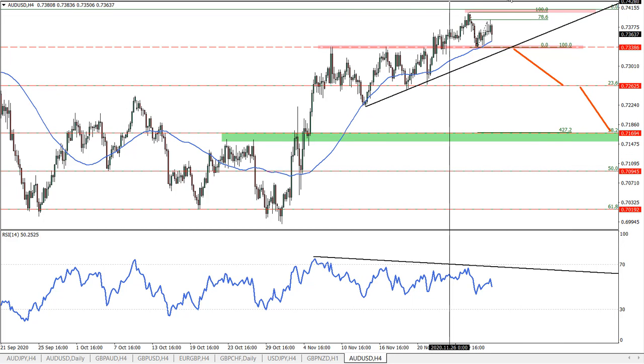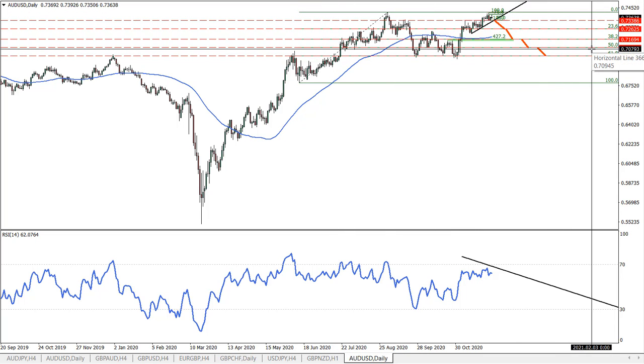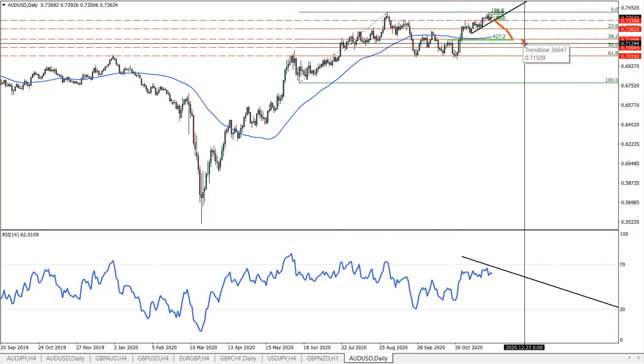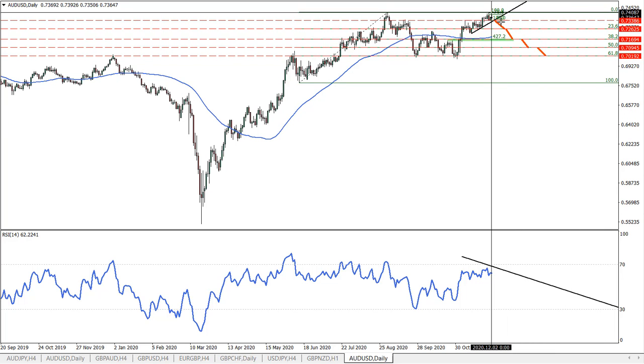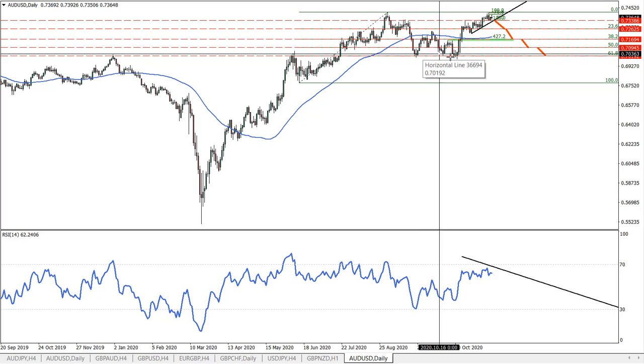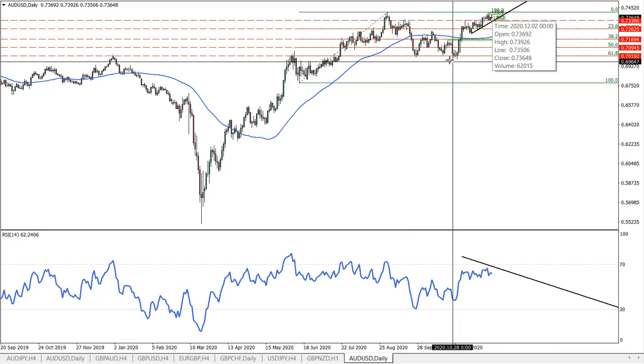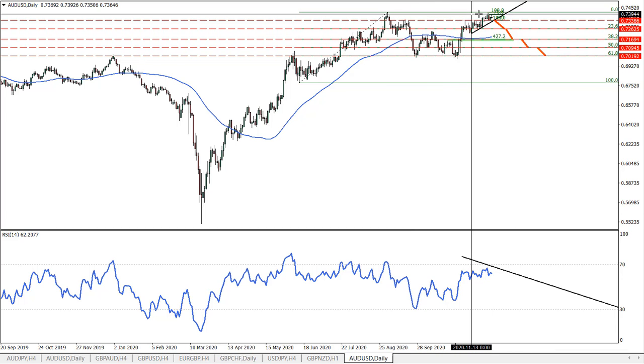Price could be heading even lower towards the 50 or even 61.8 levels, but this will most likely confirm a longer term decline and will be a consolidation phase, because price is likely to be stuck between this support and these resistance areas for the time being.